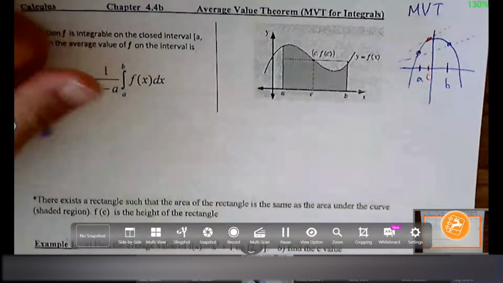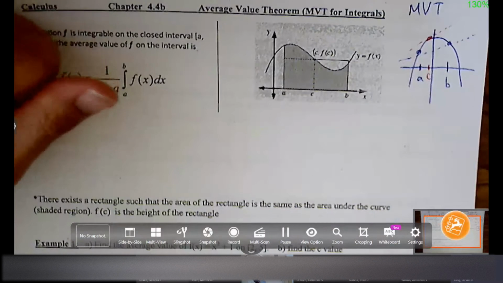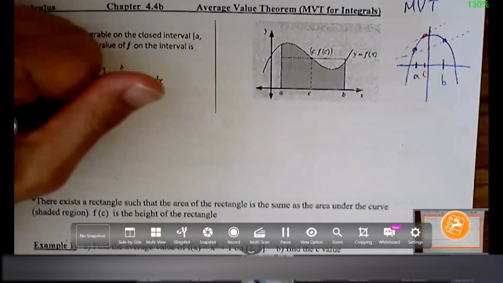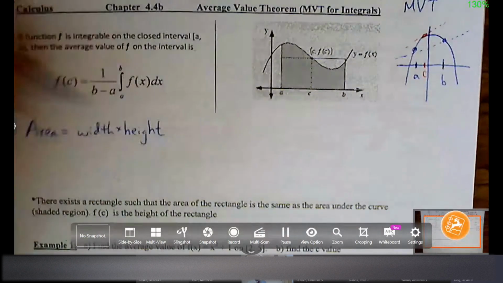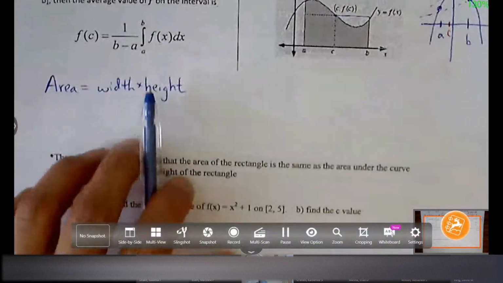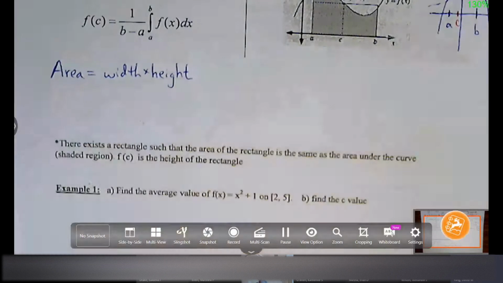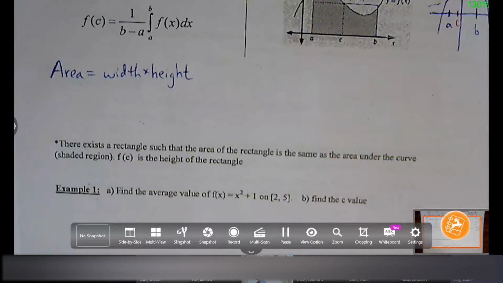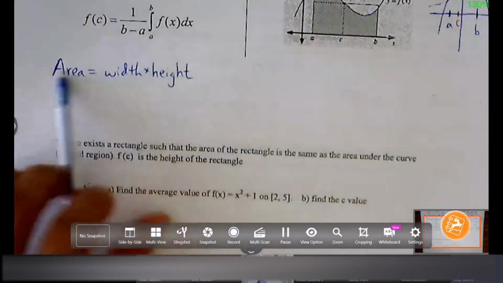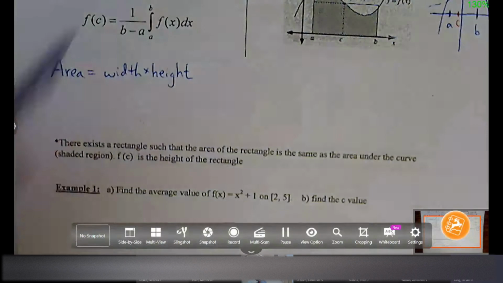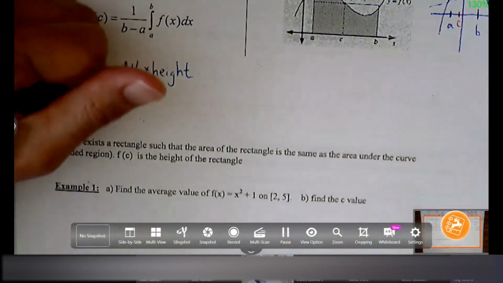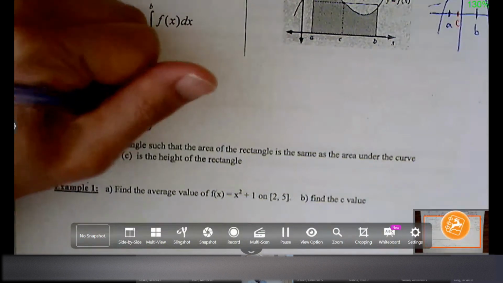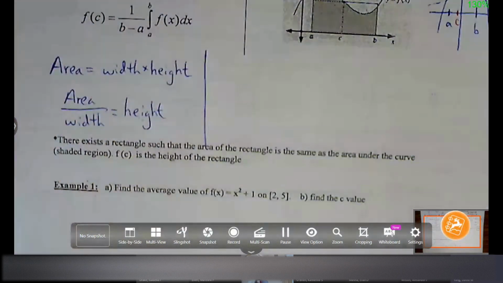Okay. So let me ask you this. What is the area formula for a rectangle? Okay, so width times height. So our average value is our average height. Let's say that we want to solve for height. How would you get height by itself within this equation? Divide by width. Yeah, divide by width, right? So area divided by the width equals height. That's an easy concept, right? We know the formula, we're just rearranging it.